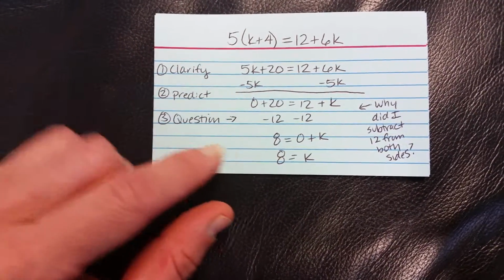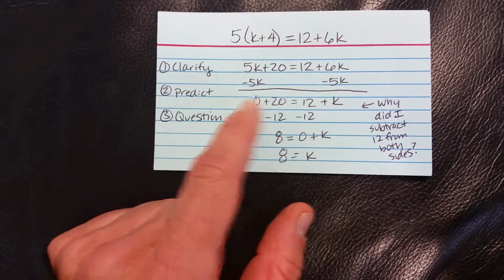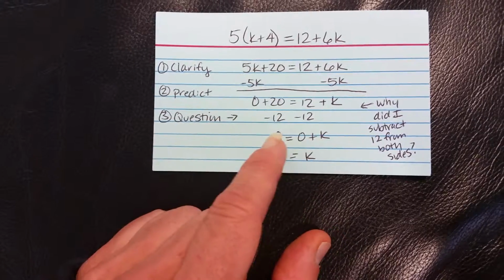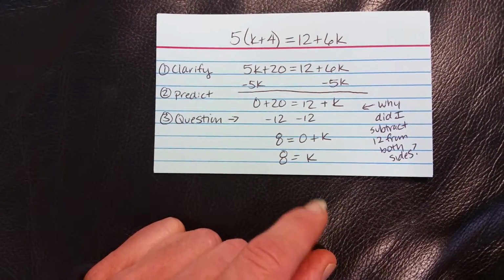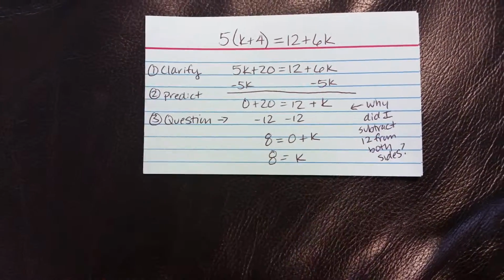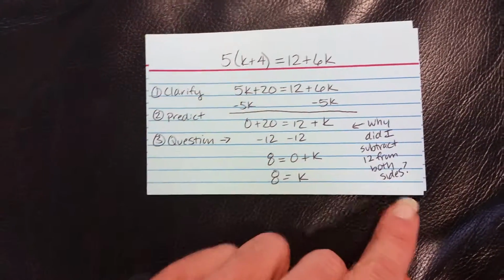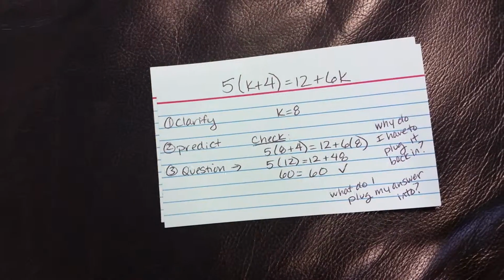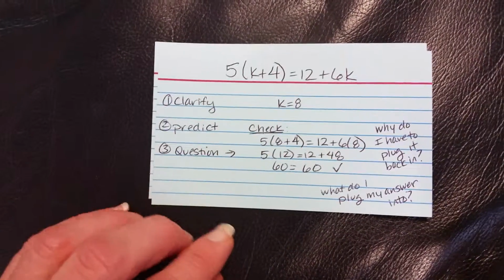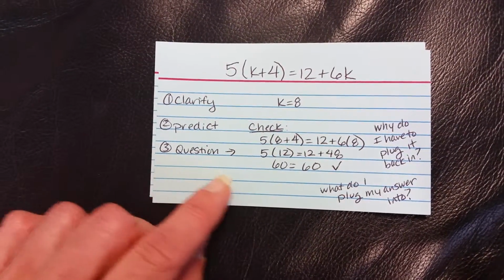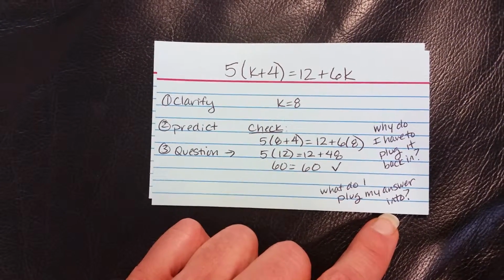And questions kids might ask are, why did you do that to both sides? Why did you minus 12 here and minus 12 there? Why is there 0? Any of our procedural questions that we normally answer. And here are some examples of questions I might ask. So this is more questioning examples.